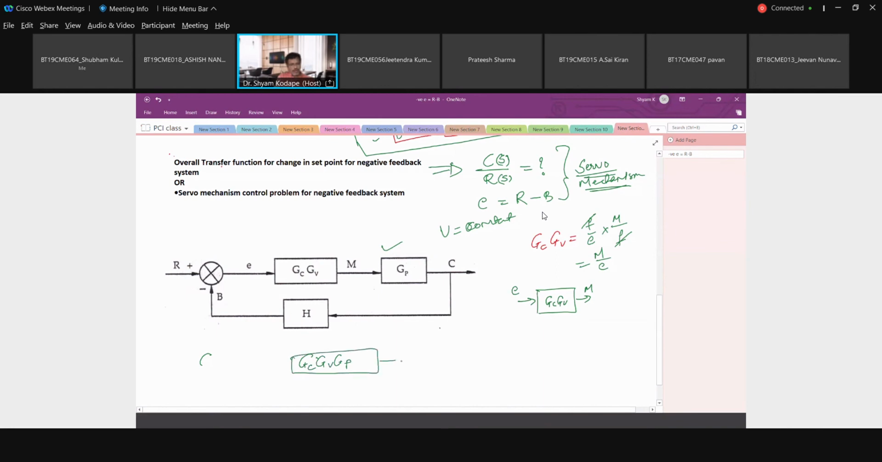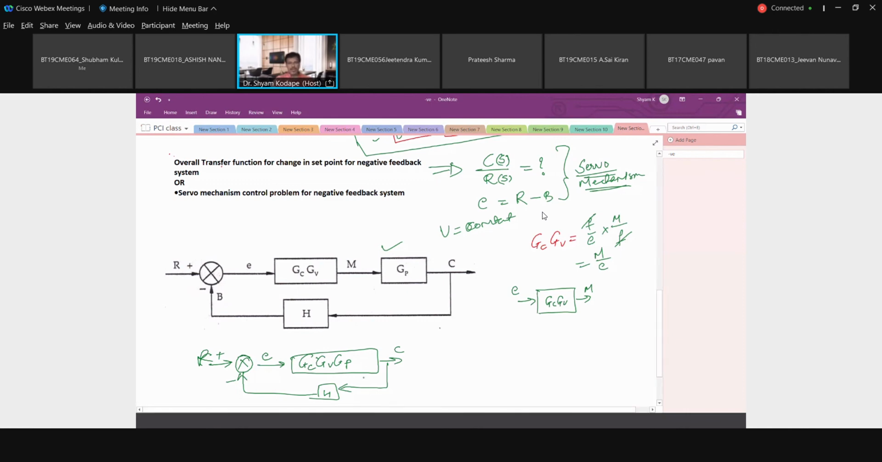What will be the output over here? It will be C. Incoming is R. Again, the comparator will be there. It is R plus, with negative feedback, this negative sign will be here, and it will be like this. This method is called the reducing block diagram method. The number of blocks are shrunk into a single one. It is called reduction of block diagram.